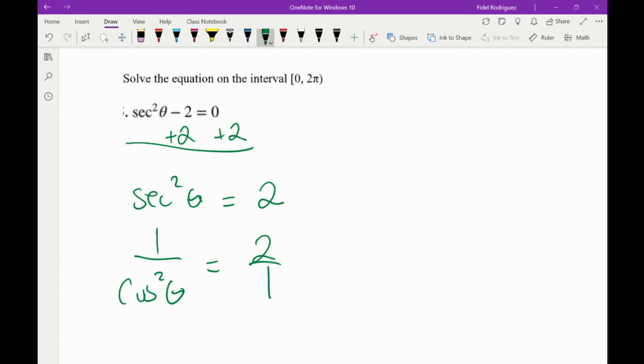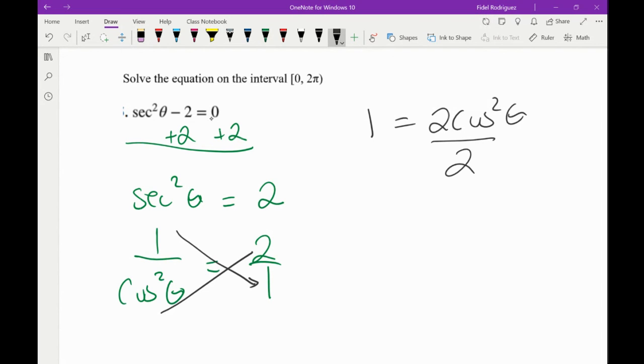I'm going to think of that as 2 over 1. All I'm going to do here, y'all, is just cross multiply. 1 times 1, cosine squared times 2, 2 cosine squared theta. Let me go ahead and divide both sides by 2. So now I have cosine squared theta equals 1/2.